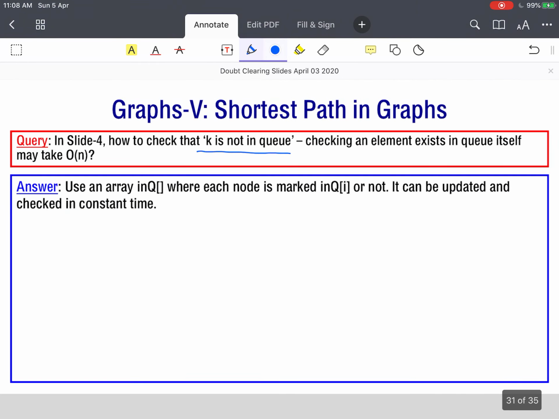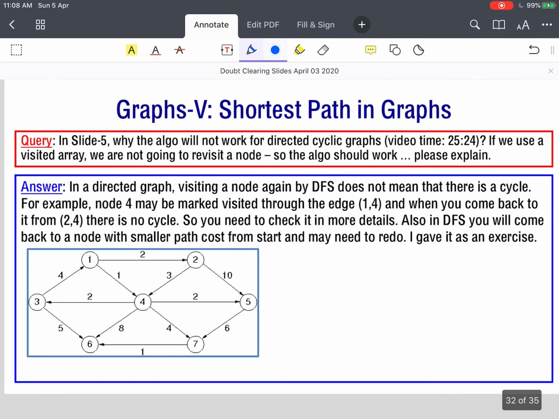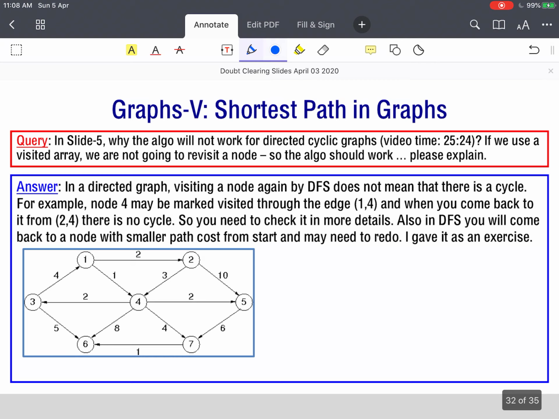We come to lecture 5, which is on shortest paths in graphs. And in this algorithm, how do we check that K is not in the queue? Very simple. We could check with visited, but if you want to have a separate algorithm, you don't need an order n check, because if the n nodes are known to you, all you need to do is mark an array in queue, which is marked as 0 if it is not in the queue and marked as 1 if it is in the queue. So a simple check on that in queue array is sufficient to give you an order 1 time check whether it is in the queue or not.